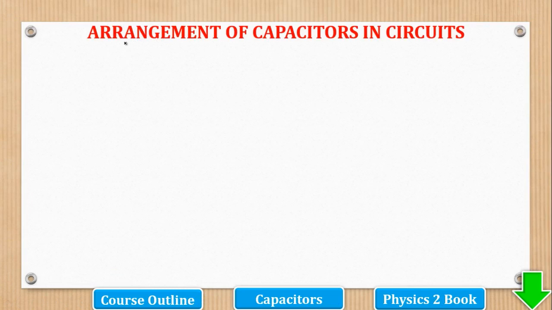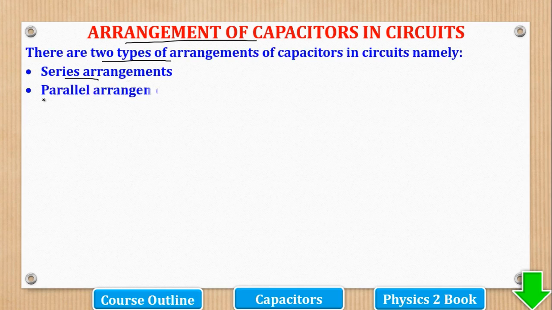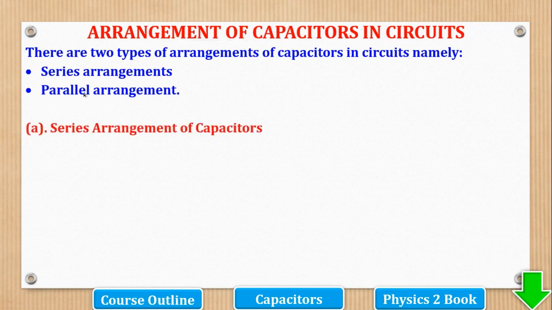So we shall start our topic, arrangement of capacitors in circuits. There are 2 types of arrangement of capacitors in circuits, and that will be series arrangement and parallel arrangement. So capacitors can be arranged in series or in parallel. We shall see what each means. So let's start with series arrangement of capacitors.